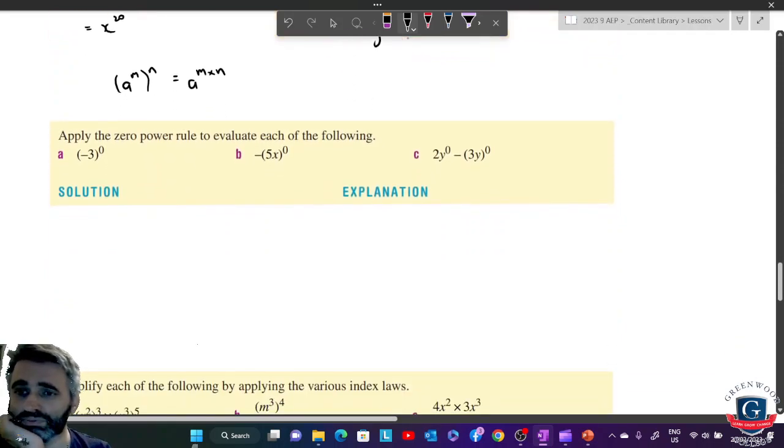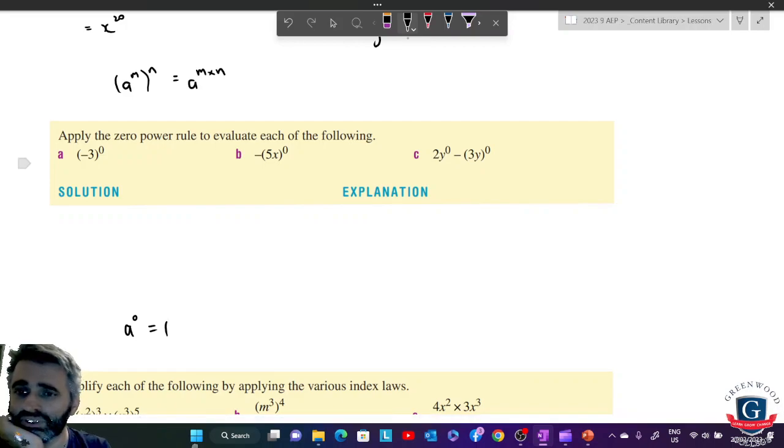The zero rule: anything raised to the power of 0 is equal to 1. So negative 3 raised to the power of 0 is equal to 1. You have to be careful here. This 0 applies to the term inside the bracket, so it will be negative times 1, which is just negative 1.